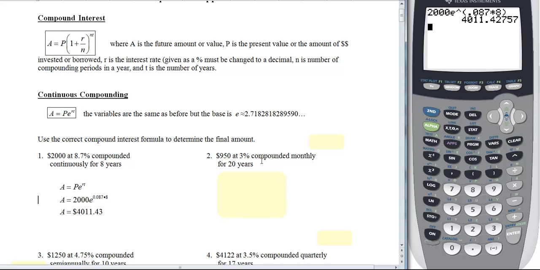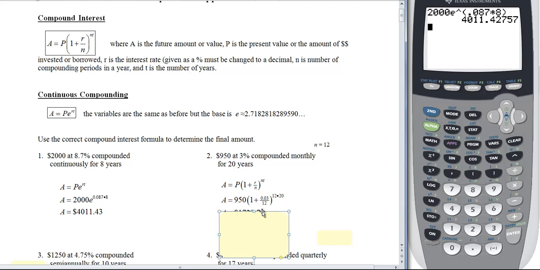$950 at 3% compounded monthly for 20 years. The first thing you need to notice is I don't see continuous. That means this formula. Monthly, that means my N value is 12. So let's get my formula here. The P would be 950. My interest rate, my R, is 0.03. Be careful. You take your decimal 2 places to the left and drop the percent sign. N is 12, so I'm going to have 12 here. And T is time, which is 20.